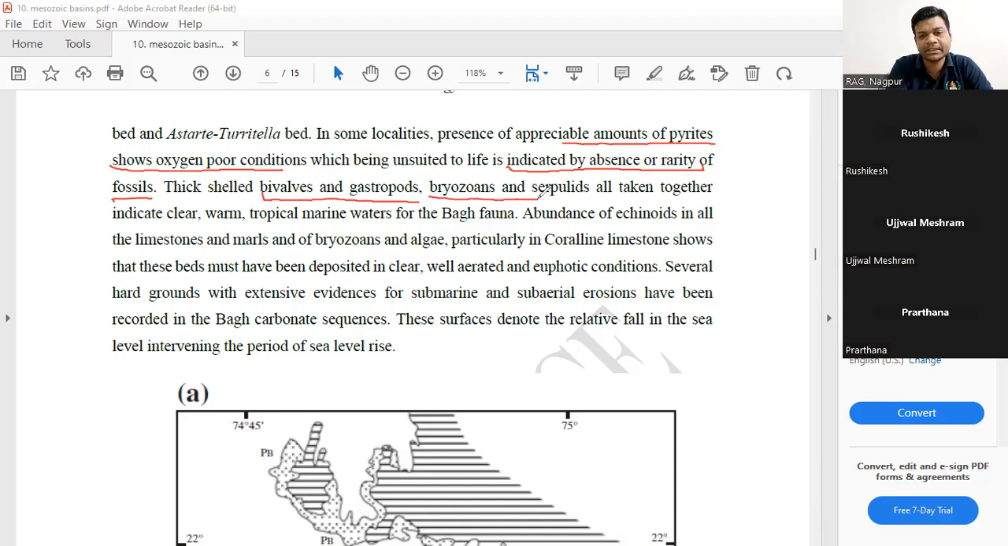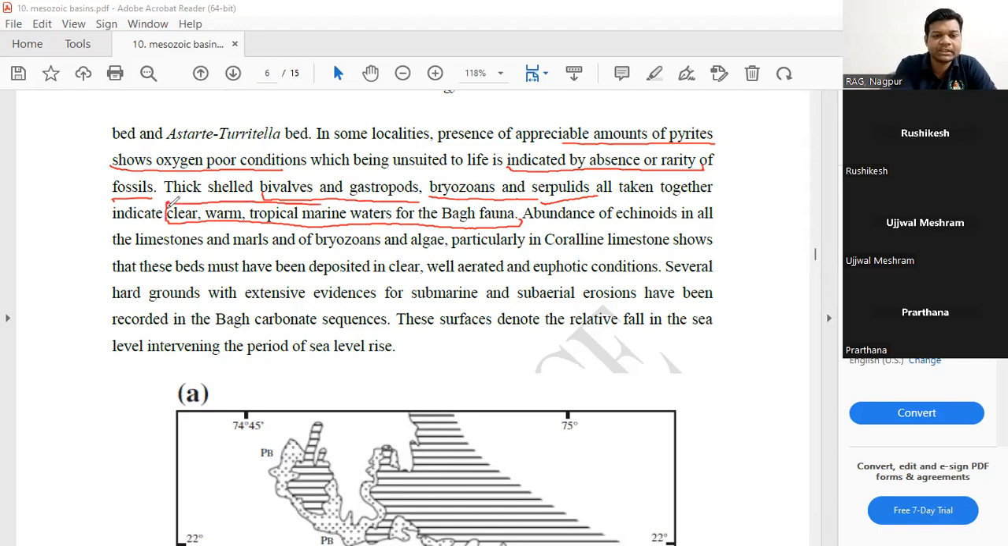Then bryozoans are present. Serpulates are present. They indicate clear, warm, tropical marine environments from the Bagh fauna. Now, climates are very much important, and the environment is very much important for the deposition when we are talking about these sandstones or any kind of deposition.